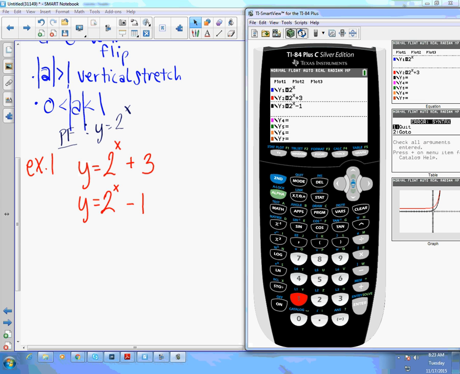To make sure your window is normal, you can go to Zoom and then pick Z standard, and that will automatically change your window to a standard window, negative 10 to positive 10. Or you can just hit graph if your window is good. Here's the parent function. Is it actually exponential? Because the x is in the exponent, so it's exponential.